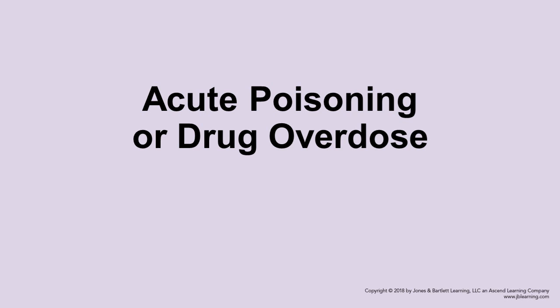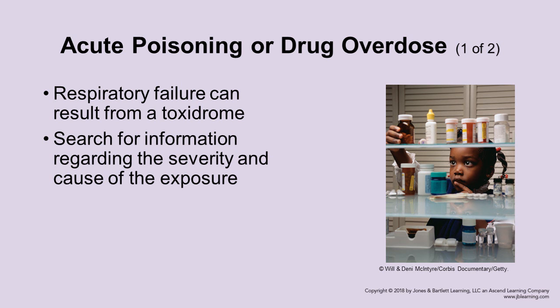Next category is acute poisoning or drug overdose. Acute poisoning or drug overdose is a common cause of admission to the ICU for children. There are many types of toxidromes, or syndromes from toxins, that can cause respiratory failure. So it's important to be familiar with the certain toxidromes out there from commonly exposed medications. When you're admitting a patient or seeing a patient present with a possible toxidrome, it's important to get as much information regarding the type of exposure, how much medicine they may have taken, and what you're dealing with exactly.